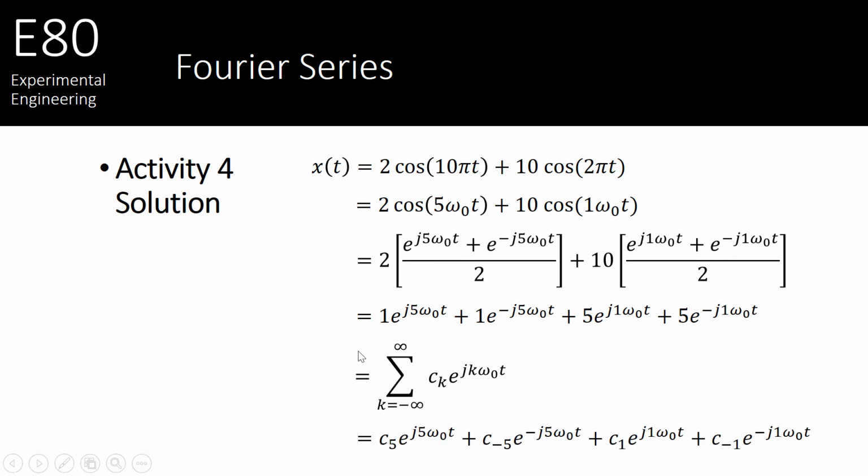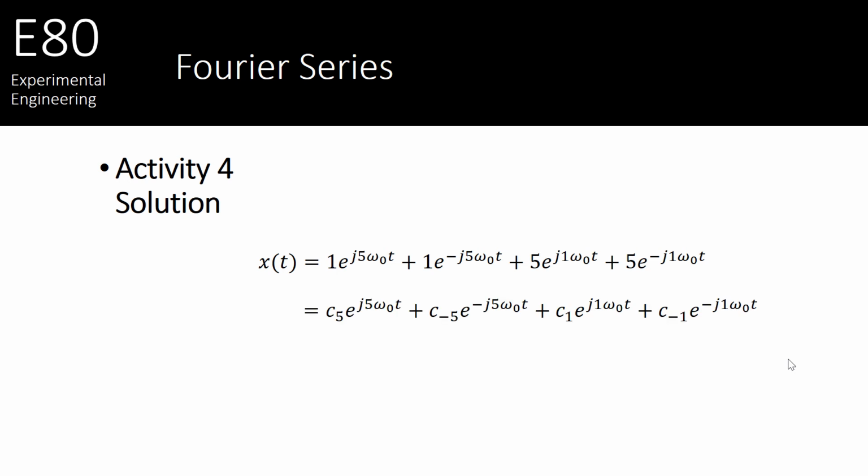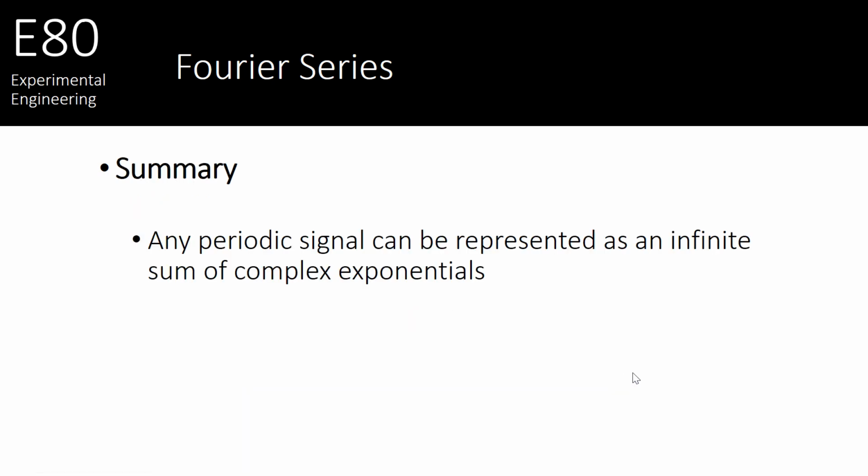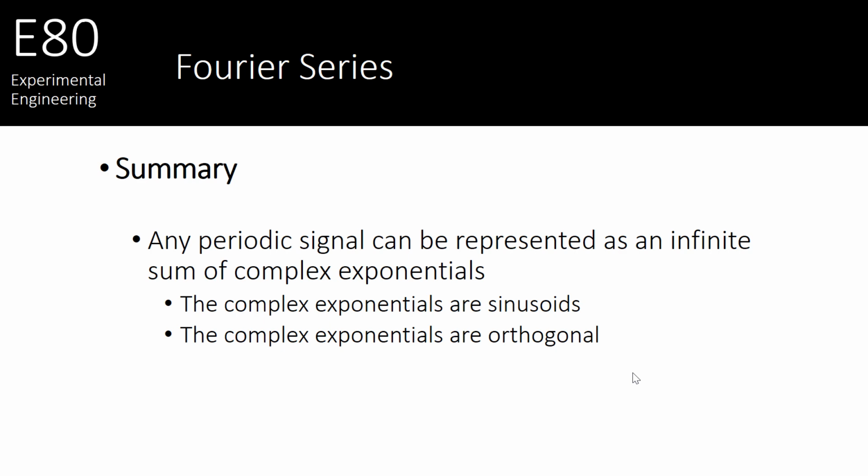And in this particular case, we know that this one is going to be C5, this one is going to be C underscore negative 5, this one is going to be our C1 value, and this one is going to be our C underscore negative 1 value, just by playing a matching game. So for our original signal, we have these coefficients. Note that there is no C0 or constant term here. Hope this makes sense. Let's summarize all this. Any periodic signal can be represented as an infinite sum of complex exponentials, where the complex exponentials are sinusoids, and they are also orthogonal, as you just proved.